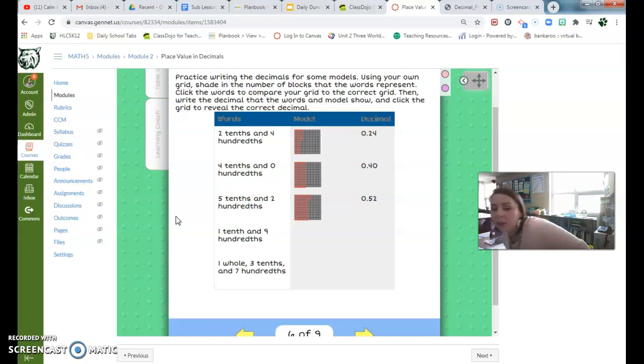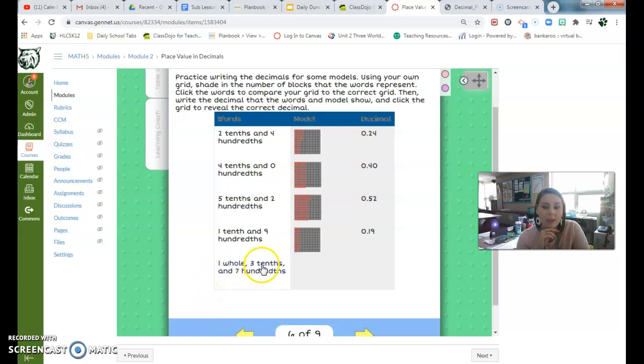All right, now that you had a chance to talk with a partner and show your clean slate work, 1/10 and 9/100 is going to look like this. So I have 1/10 shaded in and 9 little boxes shaded in for the hundredths. And my decimal is going to be 0.19 because I'm going to end with my 9 in the hundredths place.